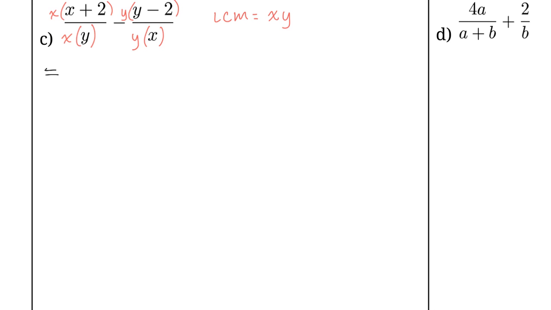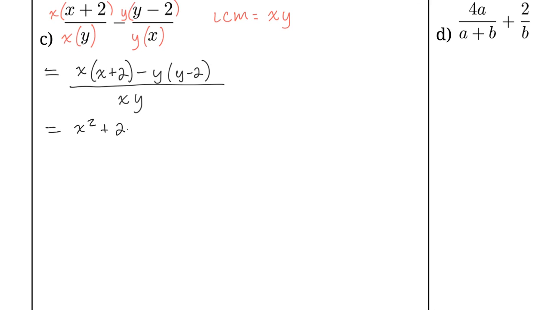So I am just going to rewrite this all over the same denominator. So it's x times x plus 2. And because we're subtracting, we're going to put minus y times y minus 2. And that is all over our denominator, x times y. And let's get rid of the brackets in the numerator. So we're going to distribute. So it's going to be x squared plus 2x minus y squared plus 2y. And that is all over x, y.